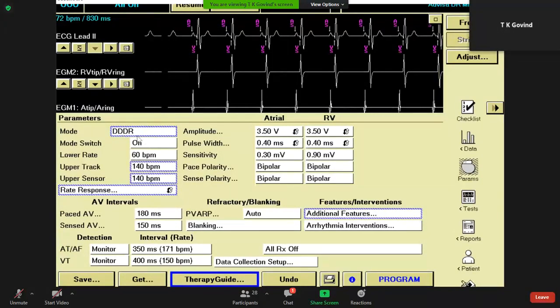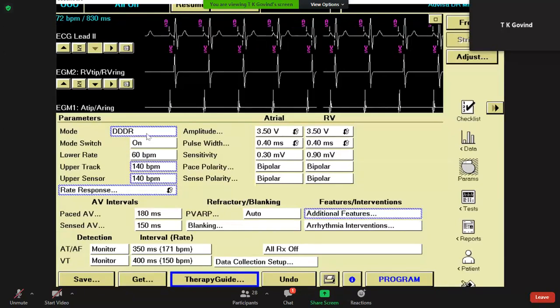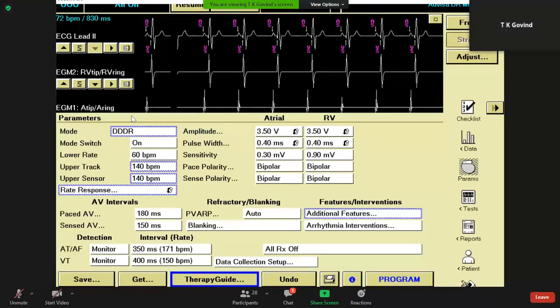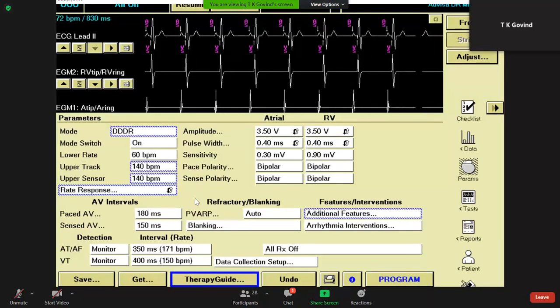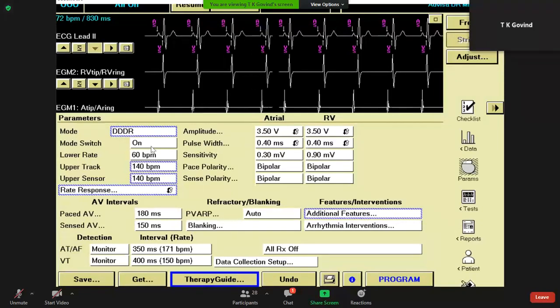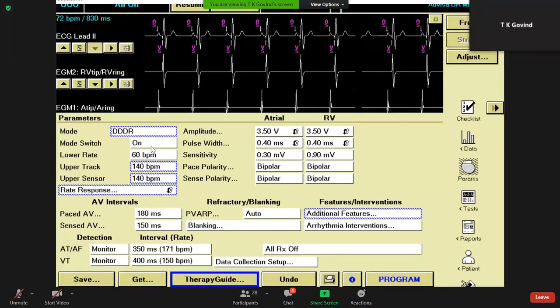But the pacemaker, as you mentioned, does have a mode switch. So it's going to recognize atrial fibrillation and mode switch. But when it mode switches, particularly the Medtronic pacemaker, it doesn't mode switch to a VVI mode. It actually mode switches to, as Dr. Athar pointed out, a DDIR mode.